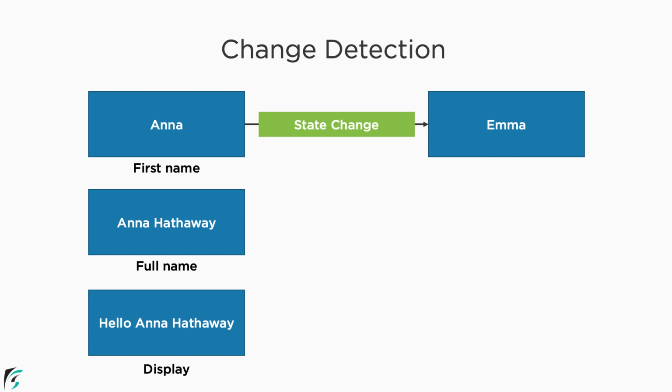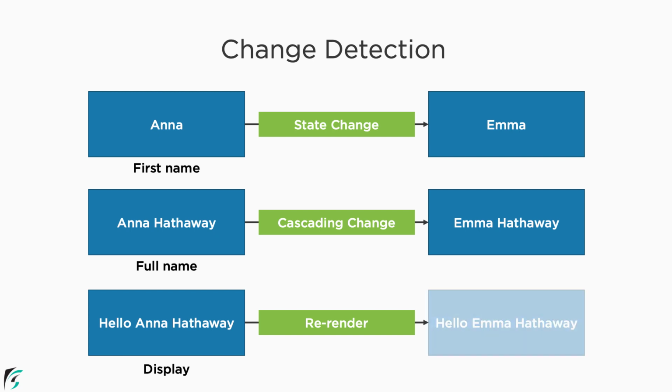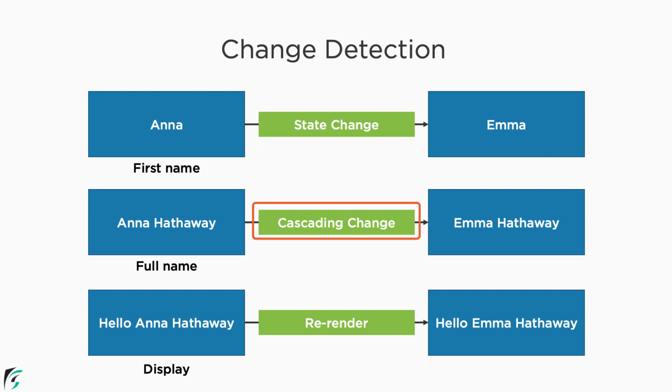Now with this state change, we may have a cascading change. The user's full name changes because the first name has changed. Once the initial state change and the cascading change have happened, then we want to re-render our display, just the display of the user's full name. So this is an example of an efficient change detection scenario. The initial state changes, then the cascading change takes place, and then the display is re-rendered.